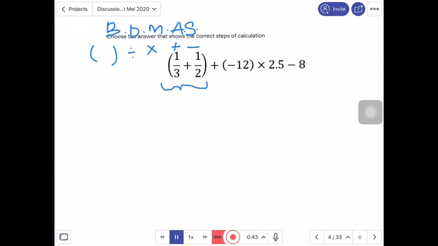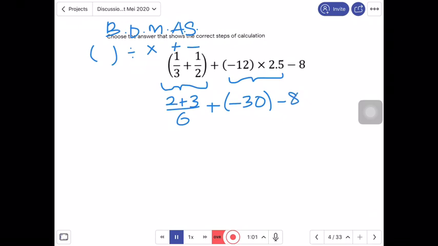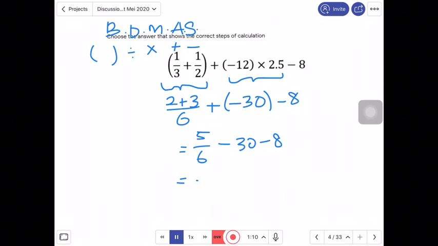Okay, so this becomes common denominator 6. So 2 plus 3 plus negative 12 multiply 2.5 is negative 30 minus 8. So we have 5 over 6 minus 30 minus 8 becomes negative 36, 1 over 3.